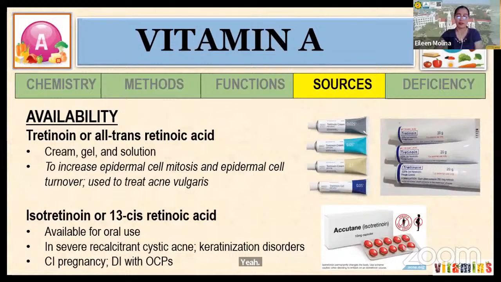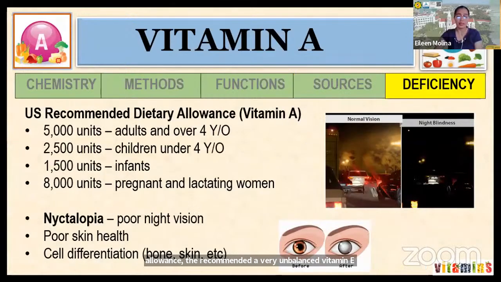I think you're very much familiar with the deficiency associated with vitamin A. Of course, we look first into the recommended dietary allowance of vitamin A before we look into the deficiency. Nonetheless, deficiency of vitamin A would be associated with poor night vision or poor skin health, and also poor cell differentiation, particularly in our bones and skin.